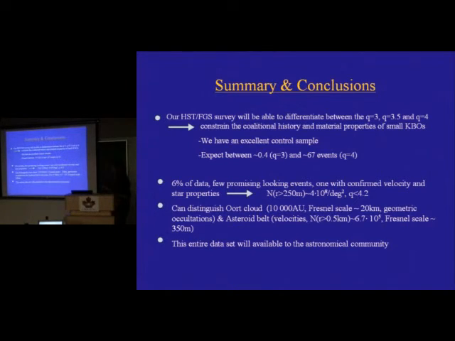We have an excellent control sample, and we expect between none or 0.4 events for a power law of 3, up to 100 events for a power law of 4. So it's really quite likely that we will detect some real events. This is really unique because most of the other surveys have had timelines that are way too short to realistically expect to detect anything.